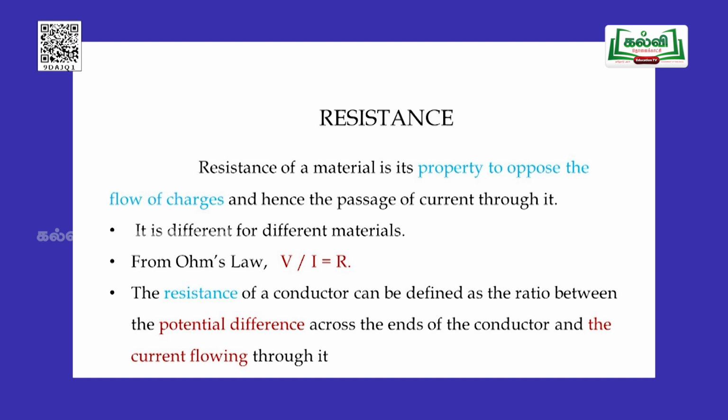From Ohm's law, V by I is equal to R. The resistance of a conductor can be defined as the ratio between the potential difference across the ends of the conductor and the current flowing through it. Now, can you understand the definition, children? Do you follow? Yes. What is resistance of a material? Yes, it is the property to oppose the flow of charges.